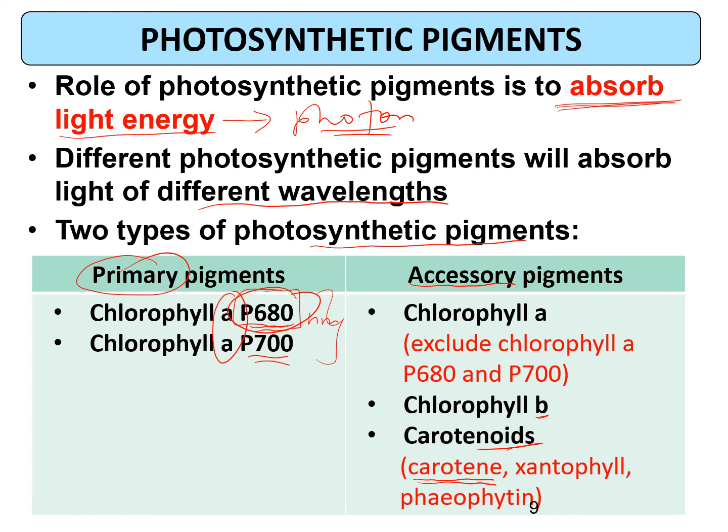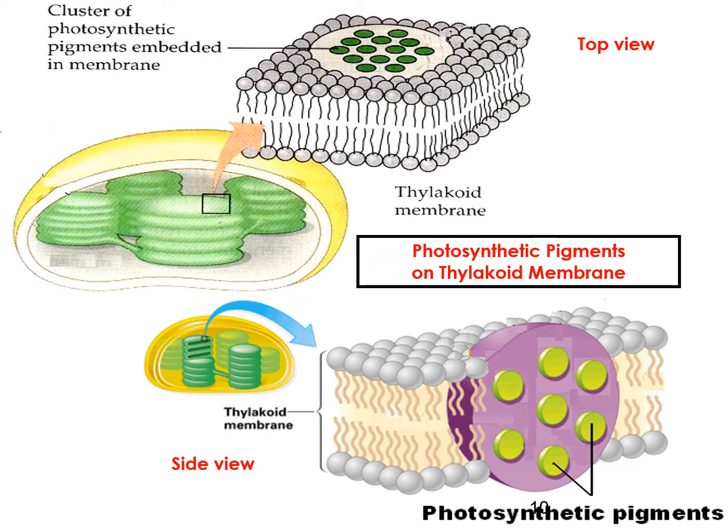Carotene is usually orange in color, xanthophyll, phaeophytin. So each of these pigments has different colors. So this is a cluster of photosynthetic pigments that is embedded in the thylakoid membrane. Okay.